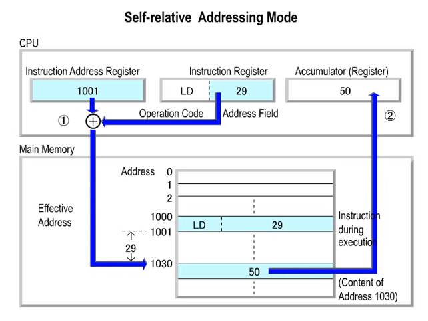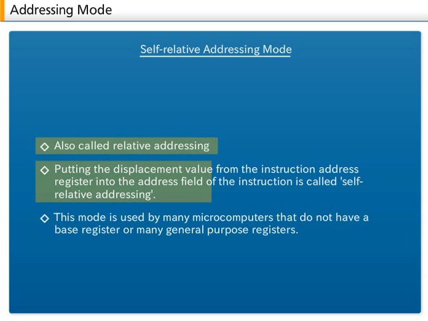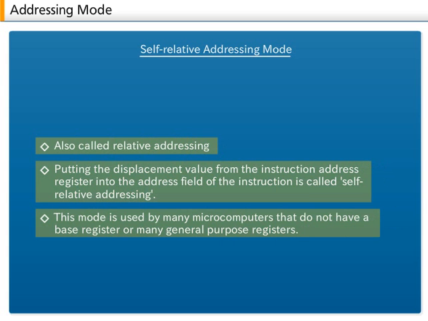This mode is used by many microcomputers that do not have a base register or many general-purpose registers. The instruction location of a program and the relative position of data to be processed do not change. Because of this, even in self-relative addressing, it is possible to relocate the program anywhere in main memory and execute it without changing the content of the address field.